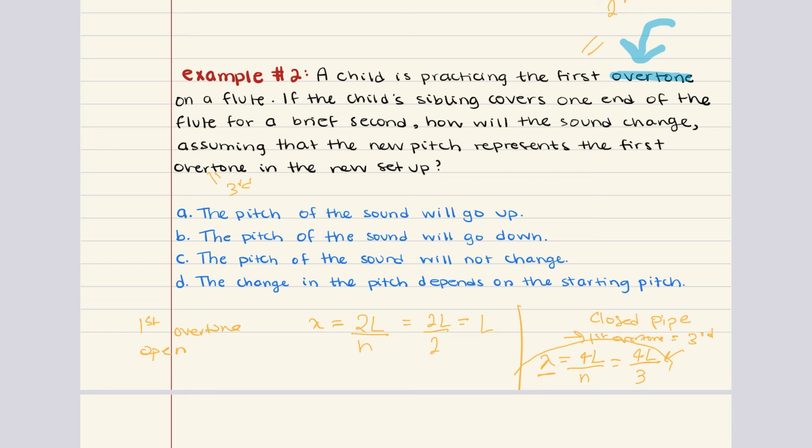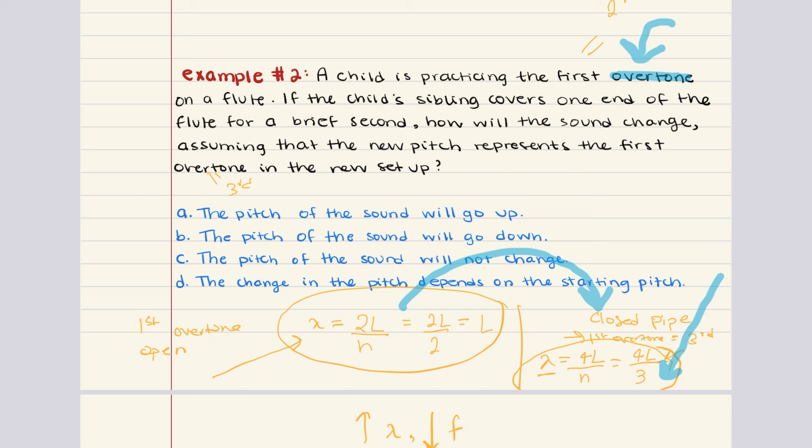Now we can take these expressions that we have for our first overtone in an open pipe and our first overtone in a closed pipe, and we recognize something really important here. The wavelength increases going from open pipe to closed pipe. Now, if the wavelength is being increased, what happens to the frequency? Wavelength and frequency are inversely proportional. So an increase in wavelength actually corresponds to a decrease in frequency.